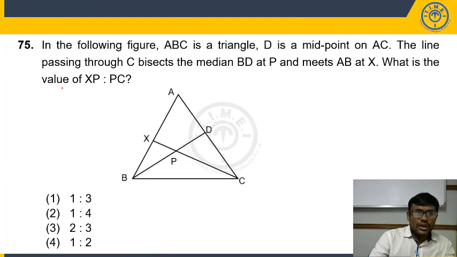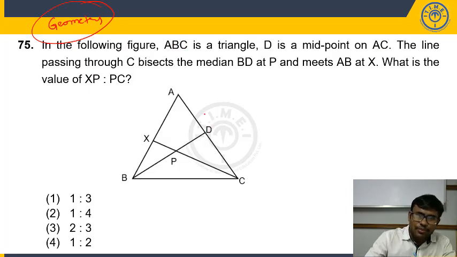Okay. 75th question. The last question. Again, it is from a geometry topic. So in the following figure, ABC is a triangle. D is a midpoint of AC. The line passing through C bisects the median BD at P, and meets AB at X. What is the value of XP is to PC?